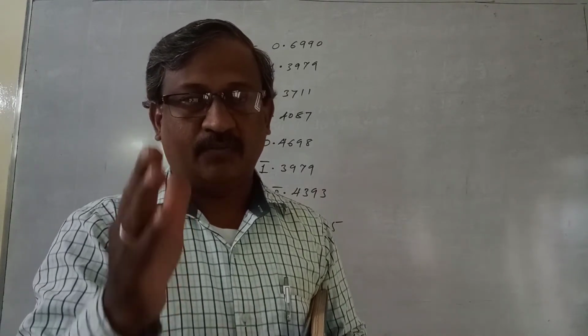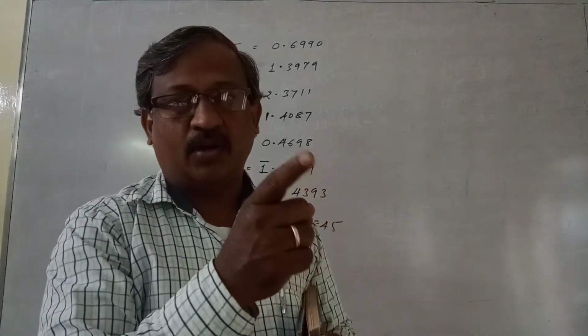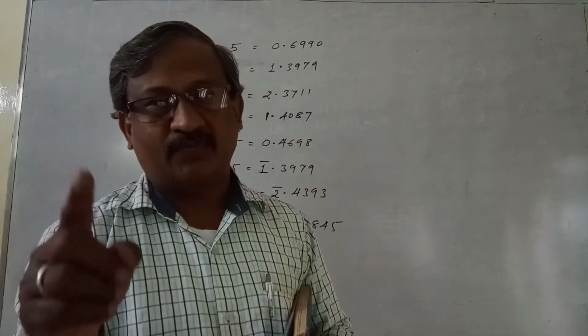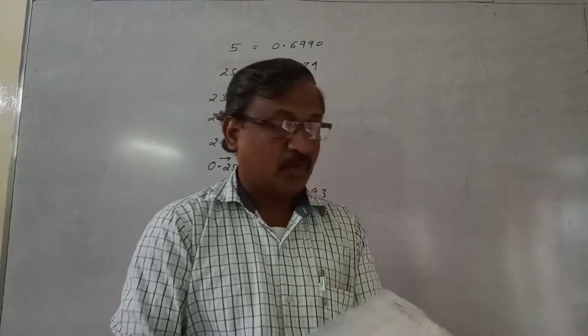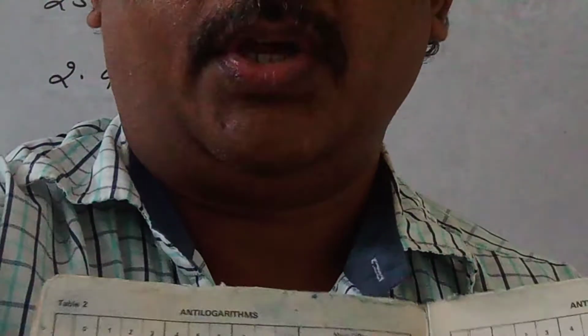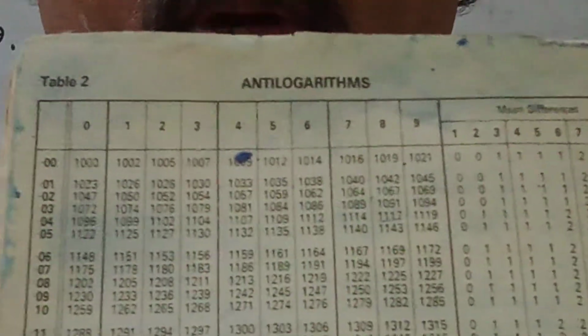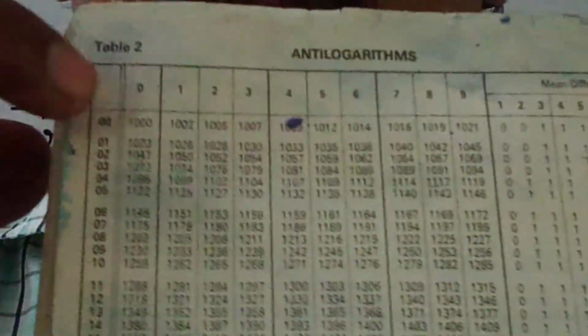In the first column you will find the numbers in 2 digits. Then you will find 9 columns from 0 up to 9, and in mean difference 1 to 9, right? Or I will show you here once again in the anti-log. So if you see the anti-log here, I hope you can see. So this is the anti-logarithm.